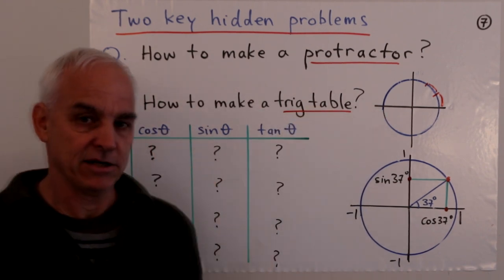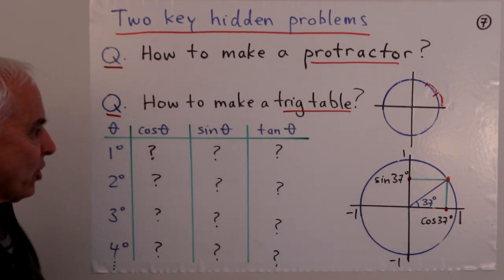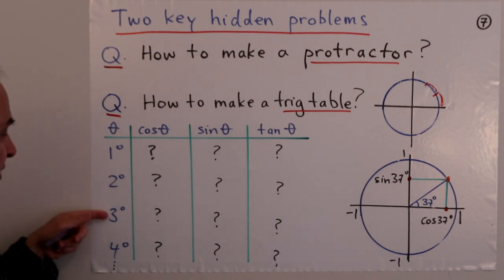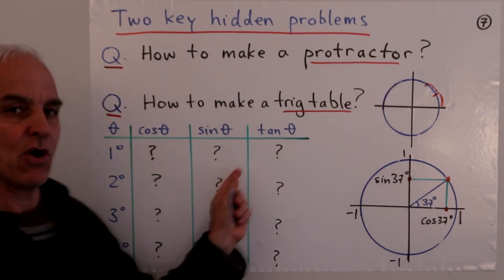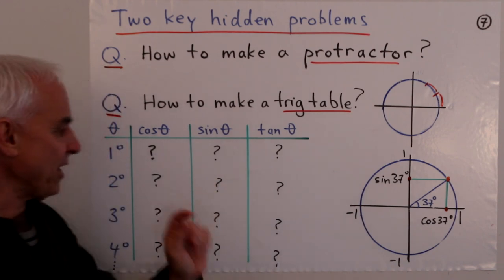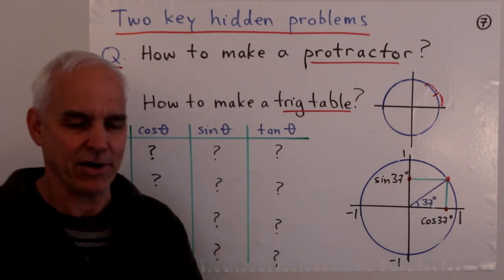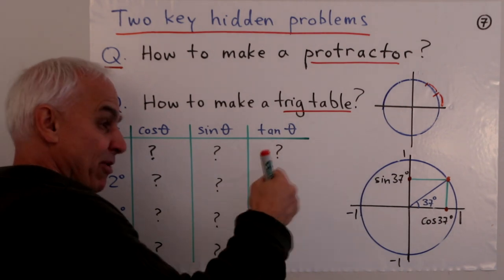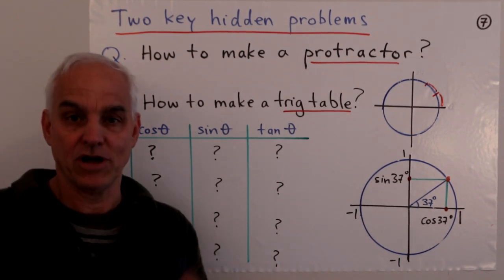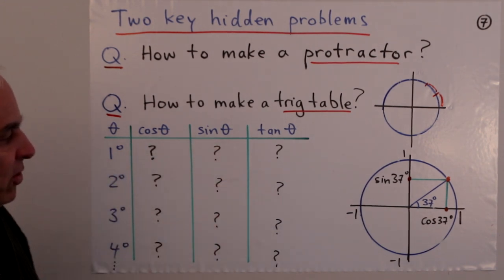And an even more subtle and even more important problem is, how do you actually make a trig table? A trig table is where you actually see the values for different angles. Once you've got all these angles, say 1 degree, 2 degrees, 3 degrees, 4 degrees, down to 9 degrees, what are their various cosines, sines, and tans? Perhaps the other ones as well. This is actually the heart of trigonometry. All those other things are somehow incidental or secondary. The heart of trigonometry is a table like this that gives you specific values of these things in classical trigonometry.